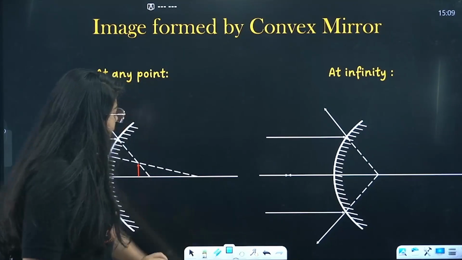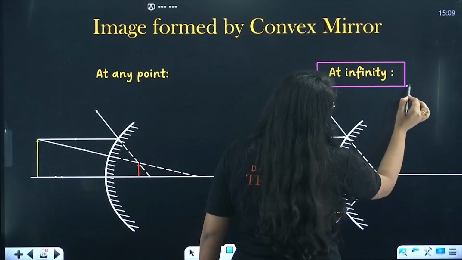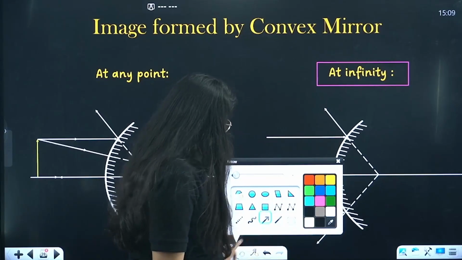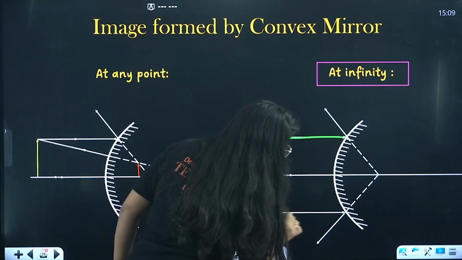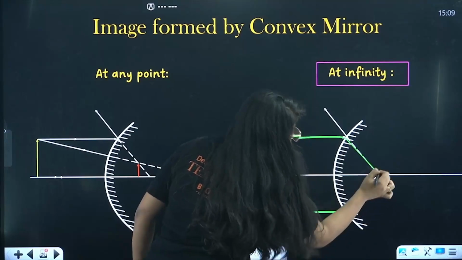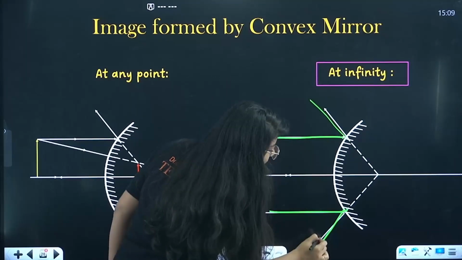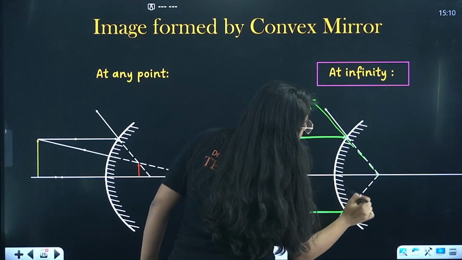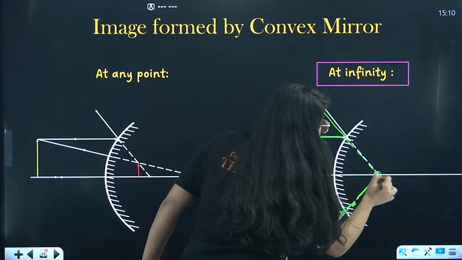Now we just have 2 cases of convex mirror. First is literally at infinity. First we'll study this. At infinity, so what is happening? All the rays are coming parallel, right? But they won't go like this. They will go like this. Then what we will do? We will extend them backwards, and since they are parallel, they are coming from focus.